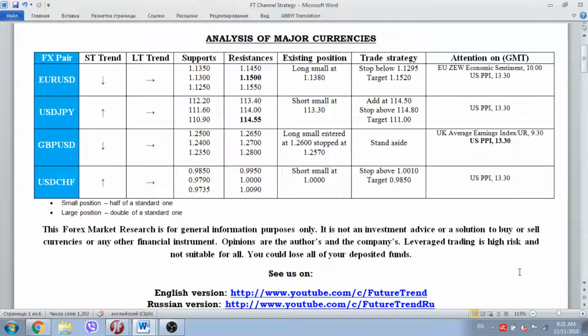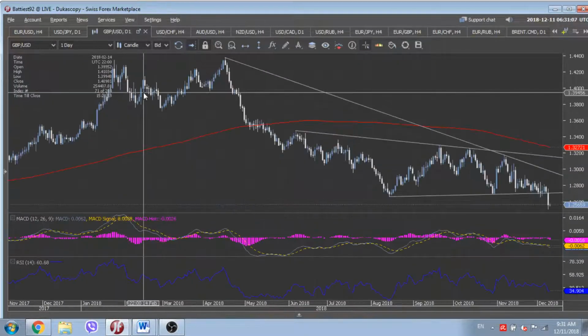But now let's see the technical picture of the major currencies. Among them we're discussing euro dollar, dollar yen, the cable, and dollar Swiss. Today probably it's time to start from the British currency, which plummeted to the level of 125.06 yesterday, around two big figures from the highs of the previous trading session.